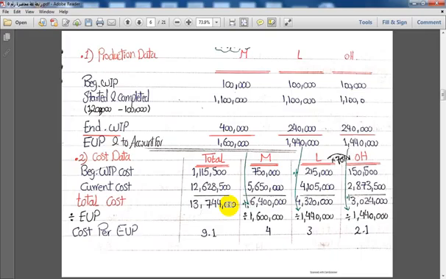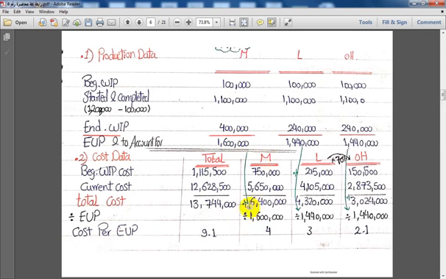Step number 5, we have to calculate the cost per equivalent unit. We take total cost to account for divided by equivalent units of production. So total cost to account for divided by equivalent units of production equals cost per equivalent unit.